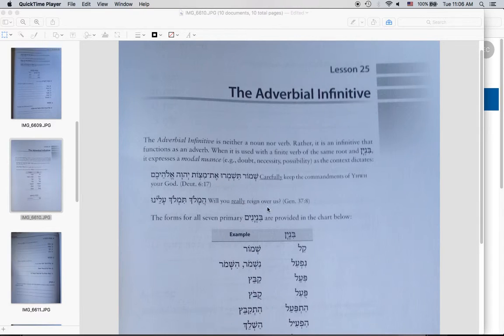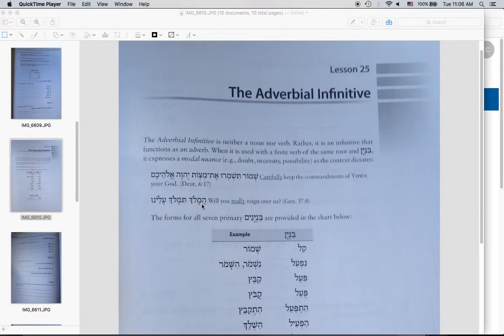Carefully keep. Here in Genesis 37, we see a question. We have the interrogative hey at the beginning, followed by the sentence. In Hebrew, ha-malok, timlok, aleinu. Here we have our infinitive functioning as an adverb. It is followed by an imperfect with the exact same root, mem lamed kaf, mem lamed kaf. And it is a question sentence. So, will you really reign over us?